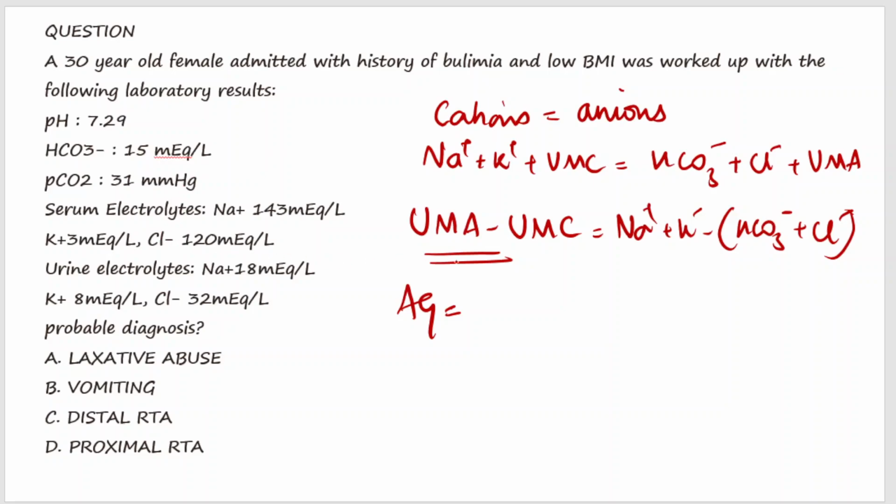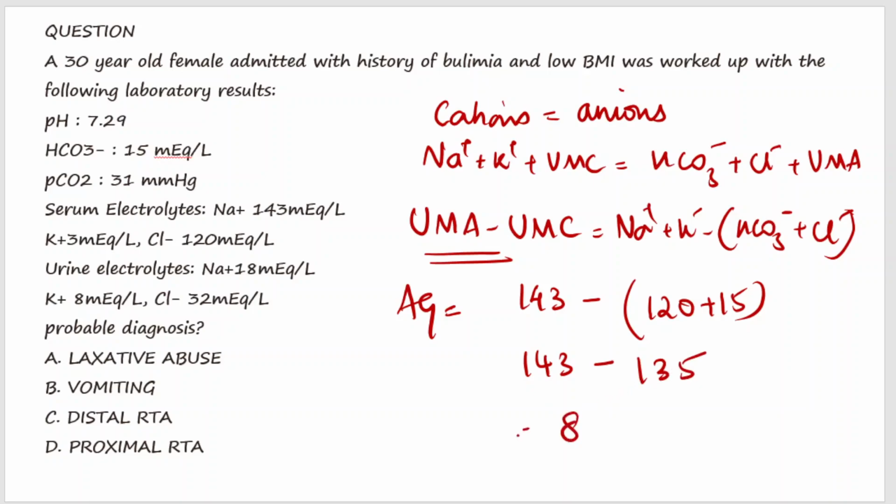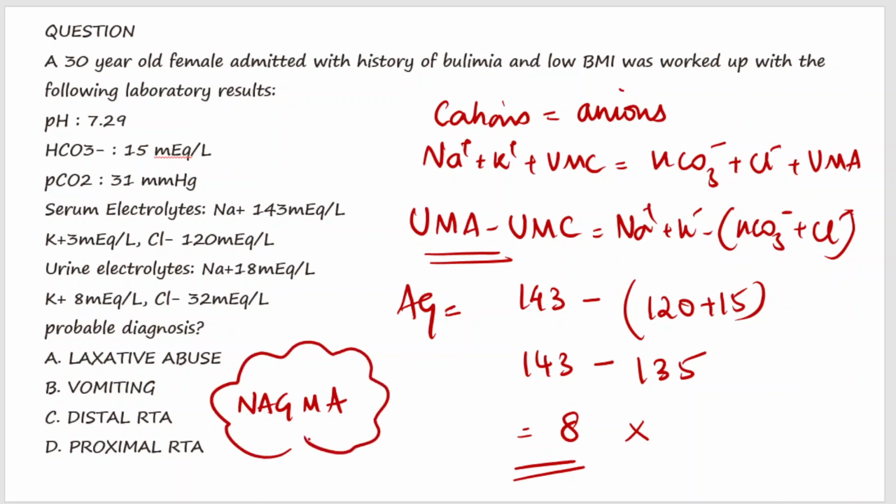So when you calculate the anion gap in this case, it is 143 minus 120 plus 15, which is 143 minus 135, so it will be 8. Here the anion gap is not increased, which means that this is a case of normal anion gap metabolic acidosis.